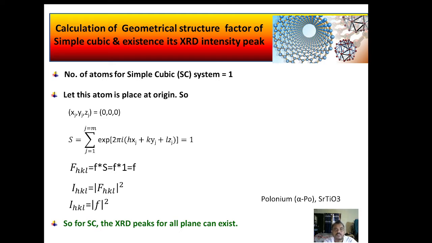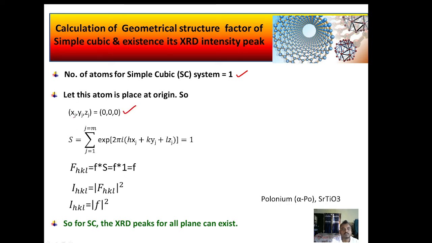So once we can estimate which geometrical structure factors are non-zero, those can give us the existence of the XRD peaks. So let us start with the simple cubic system. For the simple cubic system, the number of atoms per unit cell is 1. Let us assume that this atom is at the origin.